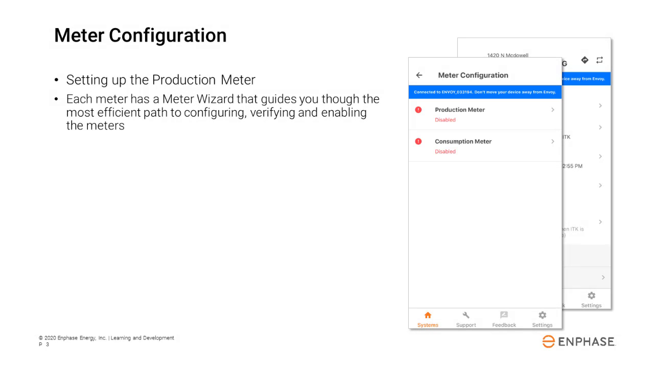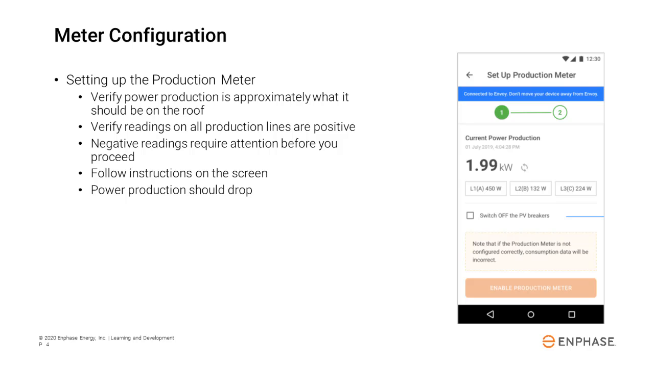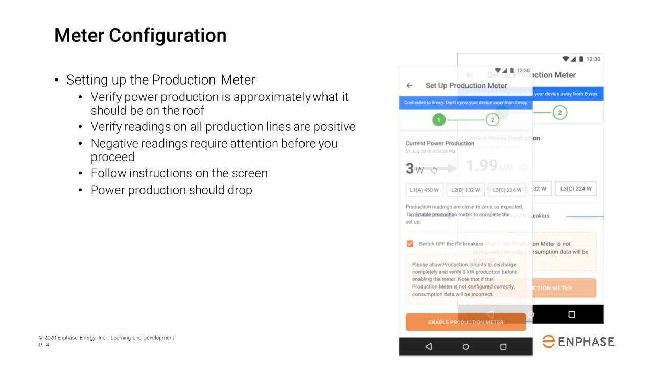Let's enable the production meter using the Meter Wizard. With your PV breakers on, verify that the power production on the screen is somewhat close to what you'd be producing on the roof. If this number is way off, you may have a wiring issue. One or more L1 conductors coming from the array may not be passing through the production CT, or they may be passing through incorrectly. Make sure you follow the instructions on the screen and tap the checkbox once the breakers are turned off. Then tap Enable Production Meter.